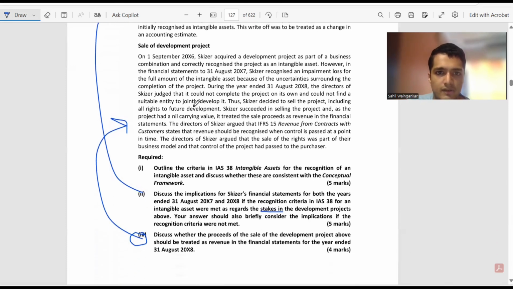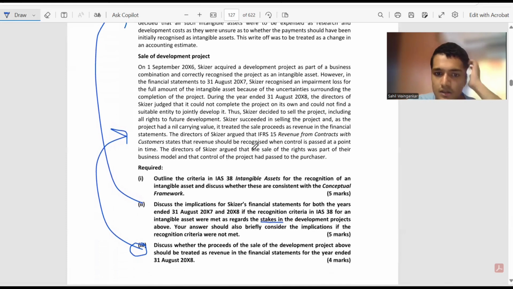Then comes the sale of development project. Discuss whether the proceeds of sale of development project should be treated as revenue in the financial statements for the year ended 31st of August 18. On 1st of September 16, Skizer acquired a development project as a part of the business combination and correctly recognized the project as an intangible asset. However, in the financial statements to 31st of August 17, Skizer recognized an impairment loss for the full amount of the intangible asset because of the uncertainty surrounding the completion of the project.